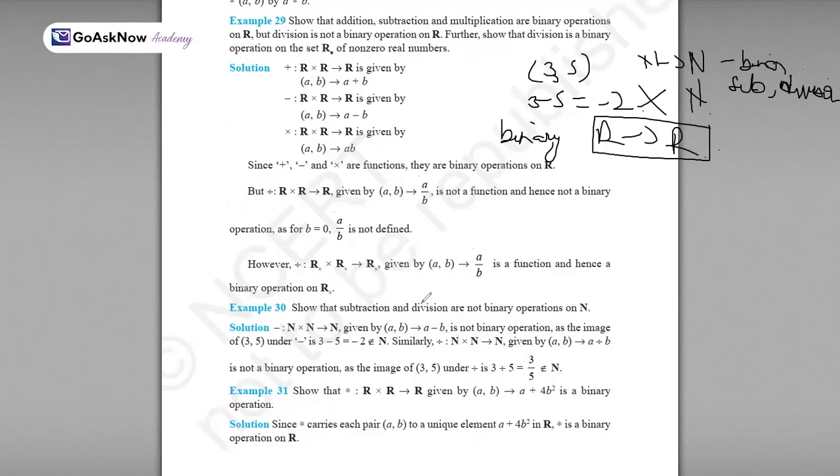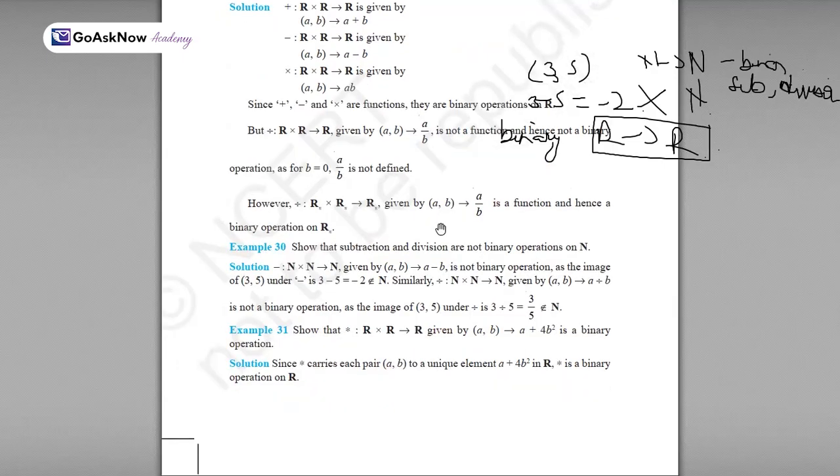Okay. Now we will see some other examples of this. Show that star, R cross R to R, given by a star b equals a plus 4b square, is a binary operation. You can show this by yourself. If you take some values here, you will get a real number only. So that will be your exercise question.